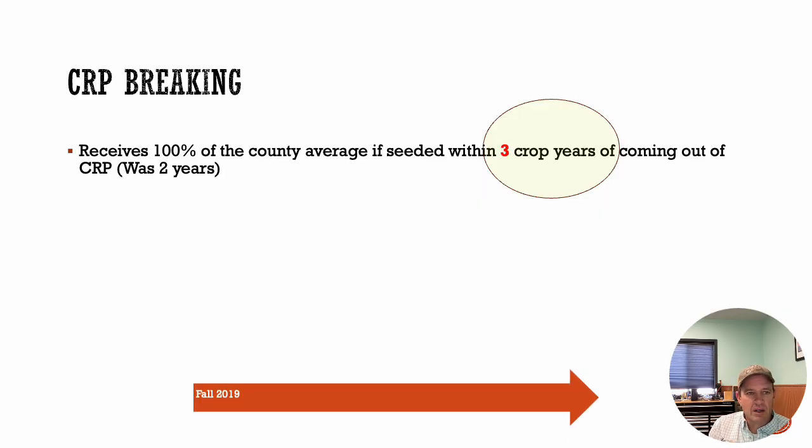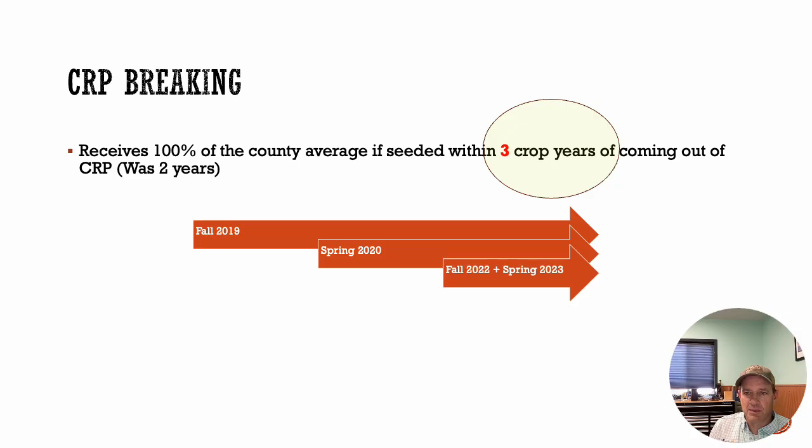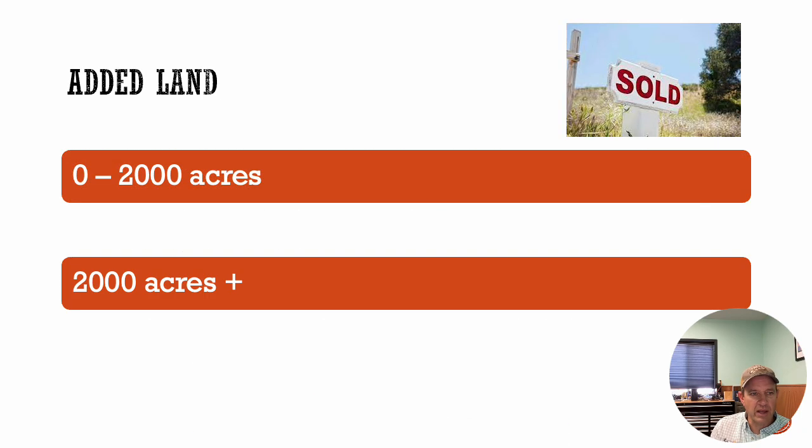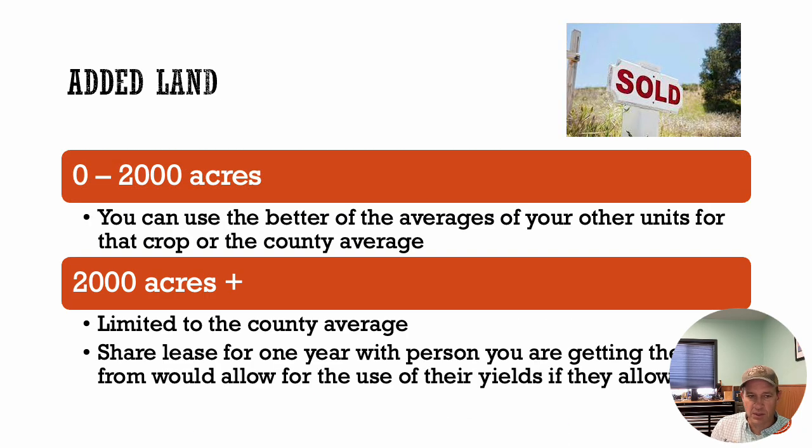So CRP breaking, once again, you get 3 crop years now to take that out and seed it, from the time it comes out of the program, and still get 100% of the county average. Added land, if you get over 2,000 acres, talk to us, but basically you're either stuck with the county average for that land that you're adding, or you can use the other producers' yields if we do a share lease, if they have better yields than the county average. But if you're going to add more than 2,000 crop acres, give us a call, because we want to make sure we get that planned out ahead of time for you guys so you can realize the best yields on that new stuff.